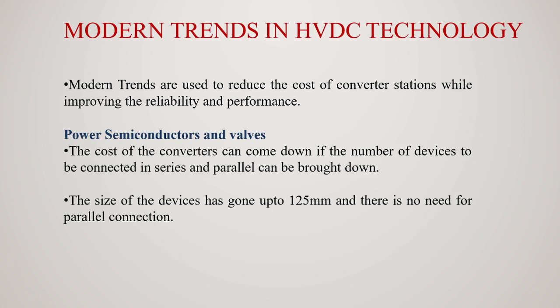Okay, students, we were discussing the power semiconductors and valves. The cost of converters can come down if the number of devices to be connected in series and parallel can be brought down. The size of the devices has gone up to 125 mm in diameter, and there is no need for parallel connection. Increasing the current rating of the devices has made it possible to provide higher overload capability at reasonable cost and reduce the lower limits on transformer leakage impedance. So power factor can be improved.